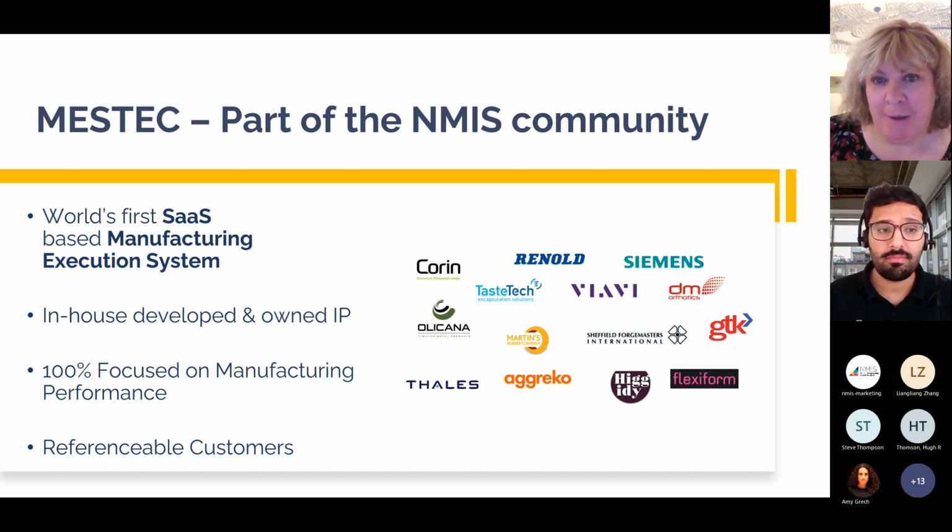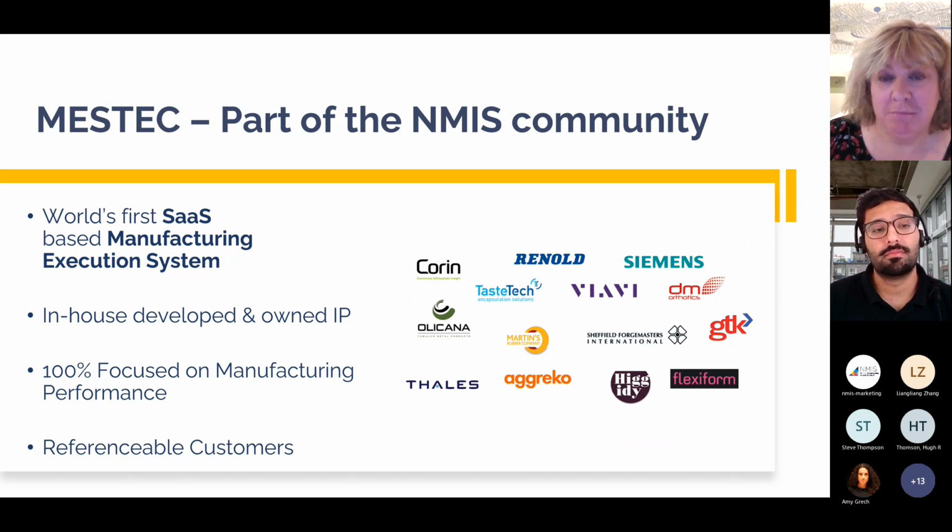Just a little bit about MESTEC. We are the world's first truly multi-tenant software as a service based manufacturing execution software. All you need is a browser and you can start your MESTEC journey. You don't need expensive capital equipment and servers to start that journey.